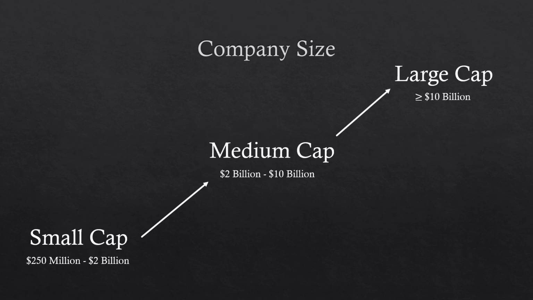Based on companies' market capitalizations, we can group them into different categories. While there are certainly other categories people use, the three main categories are small cap, medium cap, and large cap. Small cap refers to companies whose market capitalization is between $250 million and $2 billion. Medium cap refers to those between $2 billion and $10 billion. Large cap refers to those of $10 billion and more.